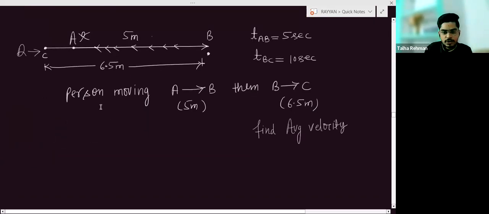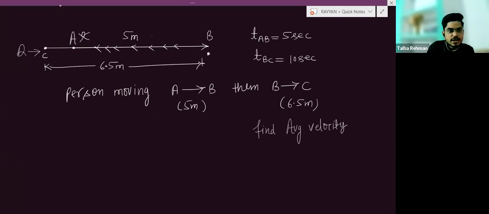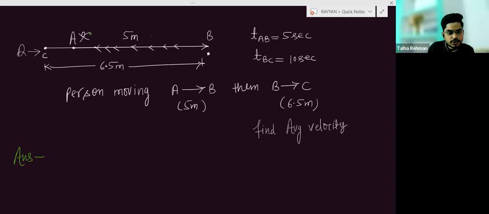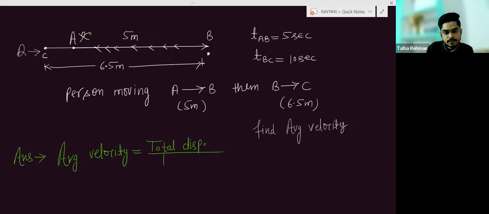So now average velocity they are asking. So average velocity is basically what? Average velocity is total displacement divided by total time.